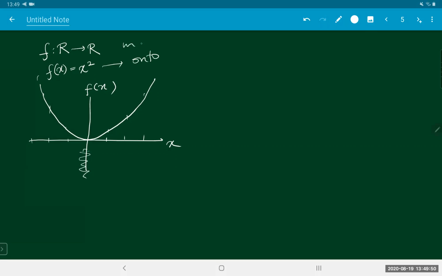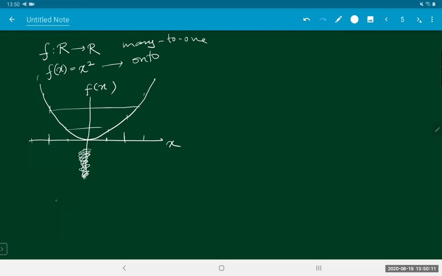In fact, this is a many to one into function. Why is it many to one? Because -1 and 1 are both getting mapped to the same number. -2 and 2 are both getting mapped to the same number. So it's many to one. And it is into because these negative values were never used.